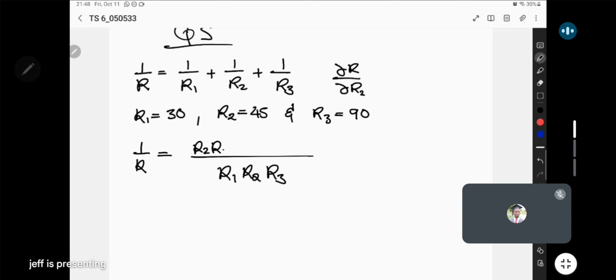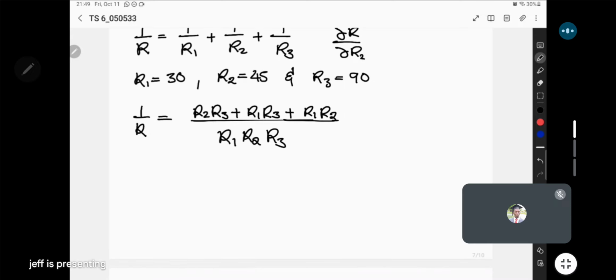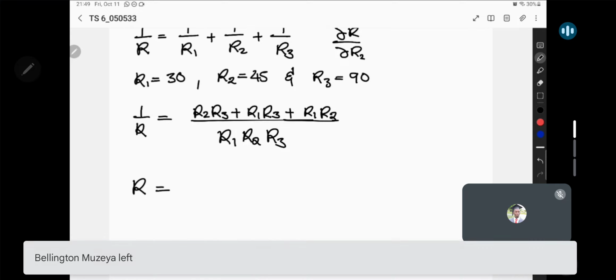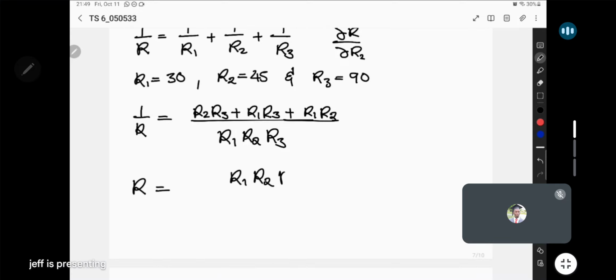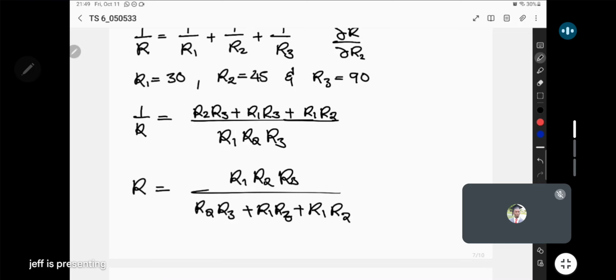So again, you can make it a single fraction your own way. I'm trying to take shortcuts here. R1 and R3 would remain here. Then R1 and R2 would remain here. So a single fraction would look like this. Then of course here, I can now invert it so that R goes on top. This would now be R1, R2, R3 divided by R2, R3 plus R1, R3 plus R1, R2. So this is what I have now.